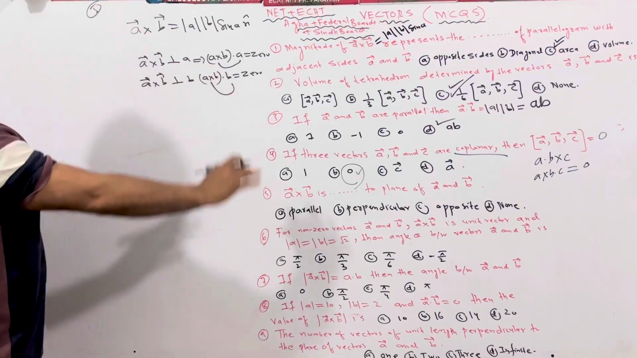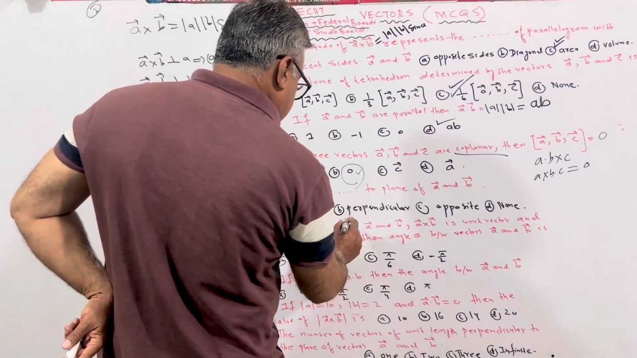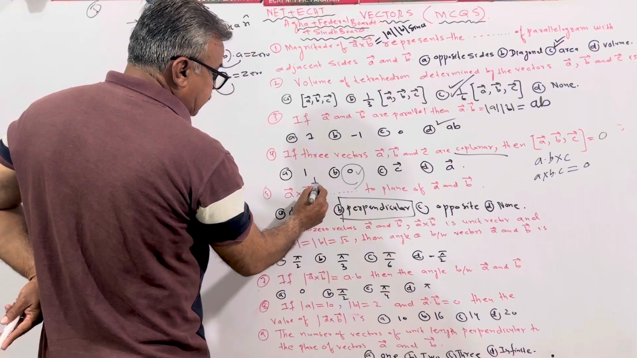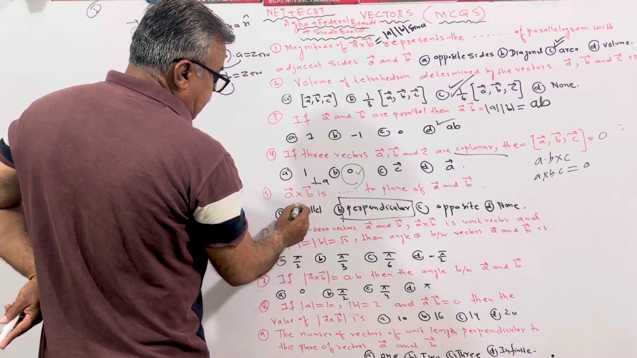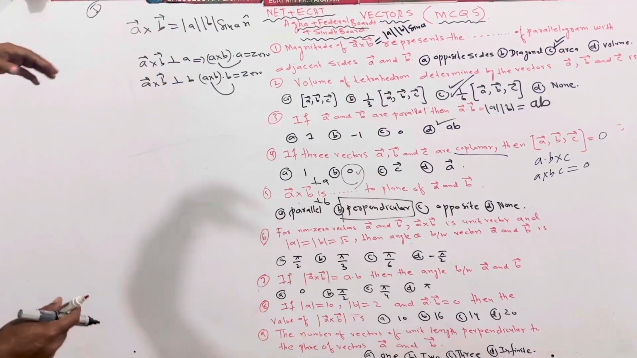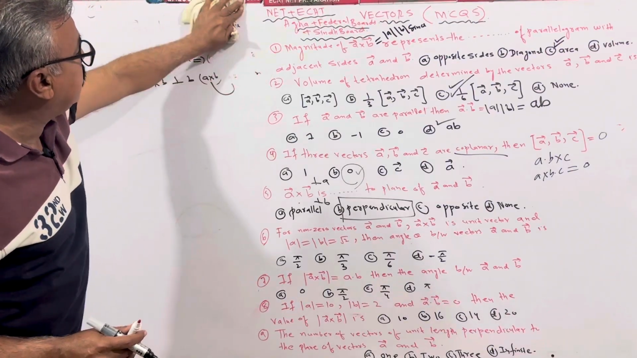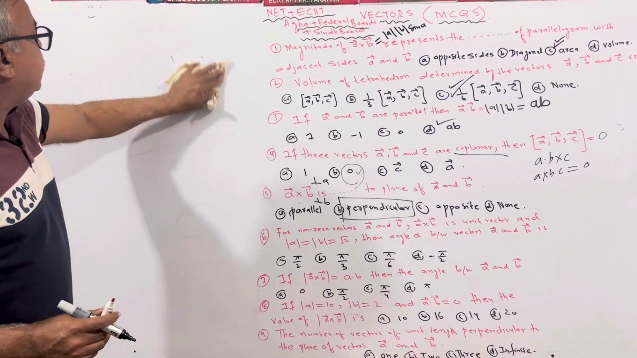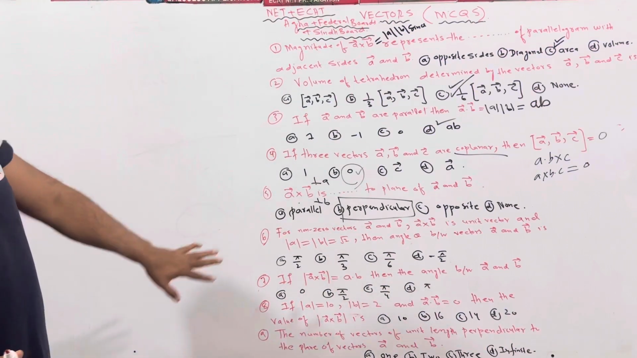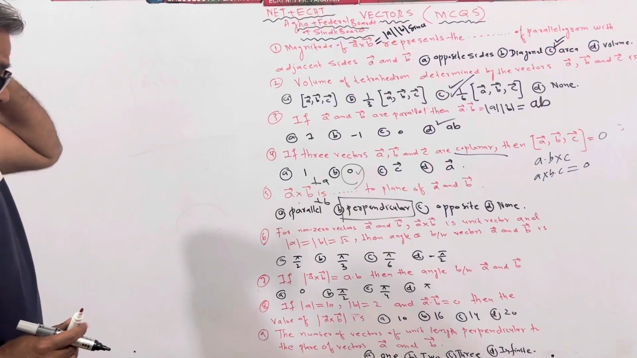So A cross B is equal to mod A mod B sine theta n. Their result is perpendicular to the plane of A and B. A cross B always results in a vector that is perpendicular to A as well as to B. And two vectors are possible: the result of A cross B is perpendicular to A as well as B, and the cross product of B cross A is also perpendicular to A as well as B.